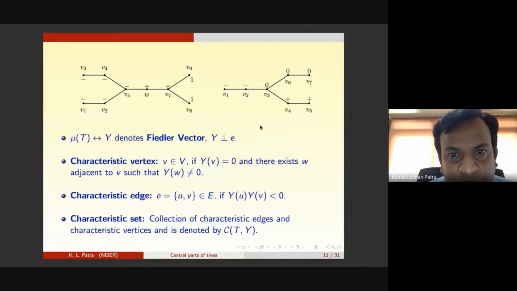So for example, if you consider this tree, there are two vertices V5 and W here. If this is negative and this is positive, consider Y. You start with this and move here, the value will always decrease. If you start with this and move along any path, the value will always increase.